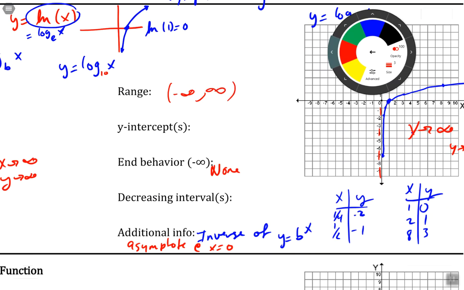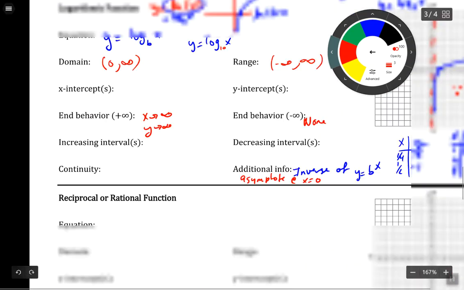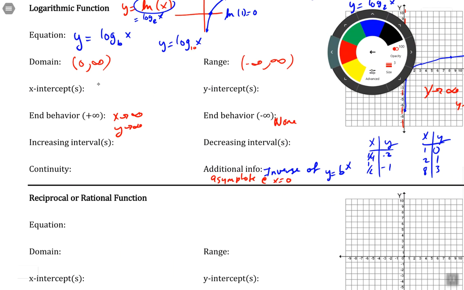Do I have an x-intercept? Does it ever cross the x-axis? Yes. So what is it? It was (1, 0). Do I have a y-intercept? Did it ever cross the y-axis? Nope, none.